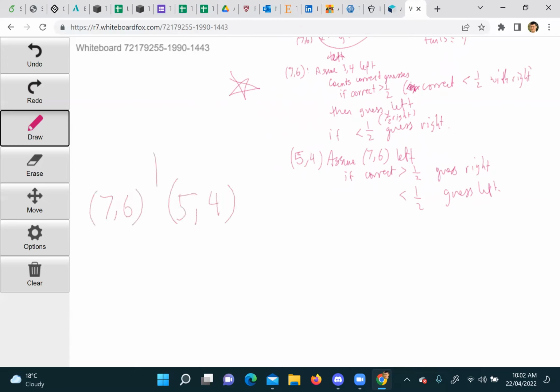So let's look at the table of possibilities. All right, so we could do left. What was the strategy? Left is greater than half, yeah? Or left is less than half, yeah?